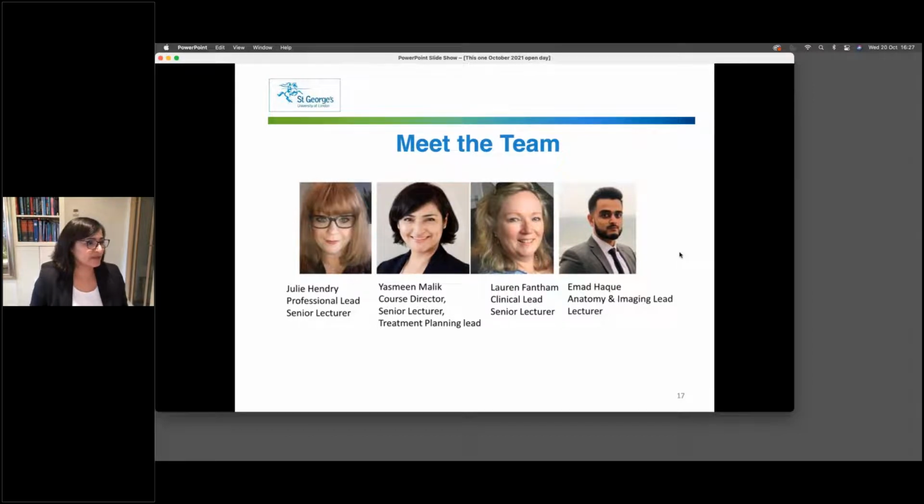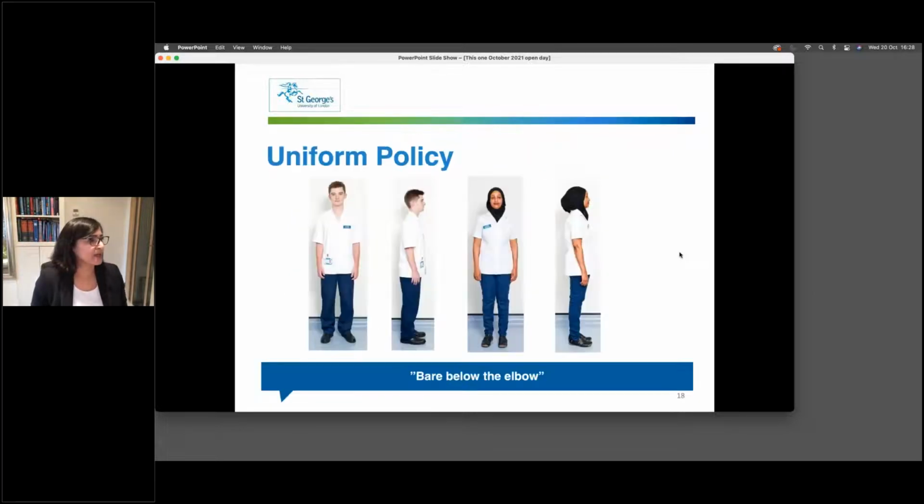This is our team. So we're a small team of full-time members. And then we also have other clinical practice educators, clinical staff, other experts that come and teach on our program as well. Uniform policy, you will get 5 tunics, we will provide that, and you'll get a number of trousers. The only thing you need to provide really is some comfortable shoes, because you'll be on your feet when you're in clinical practice. So you want something comfortable, and they have to be black.